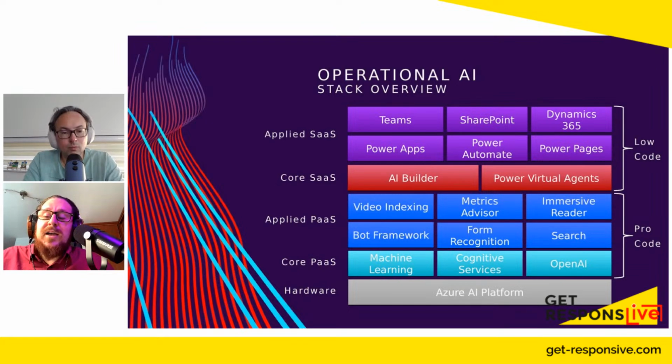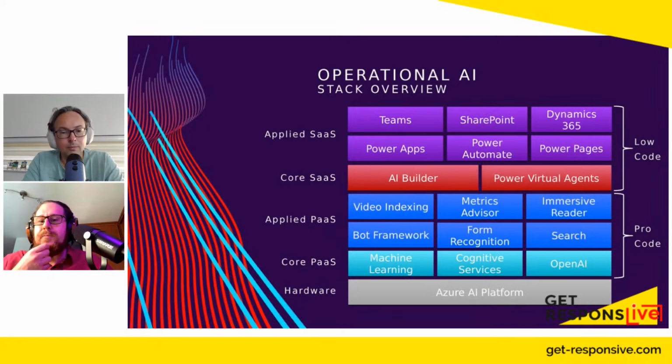On top of that, you have the applied PaaS, which are still pro code-ish components, or they're still at Azure level. They're not exposed to Power Platform yet. And they themselves are built on top of the core PaaS components. Some of those things, like the video indexer, bot framework, form recognizer, for the most part you don't even have to write code to use those, but you need a deeper technical understanding to use those components. And again, they are still at Azure level and you need to understand how to integrate them with your Power Platform applications. On top of that, we have the core SaaS, which comes into the low-code segment.